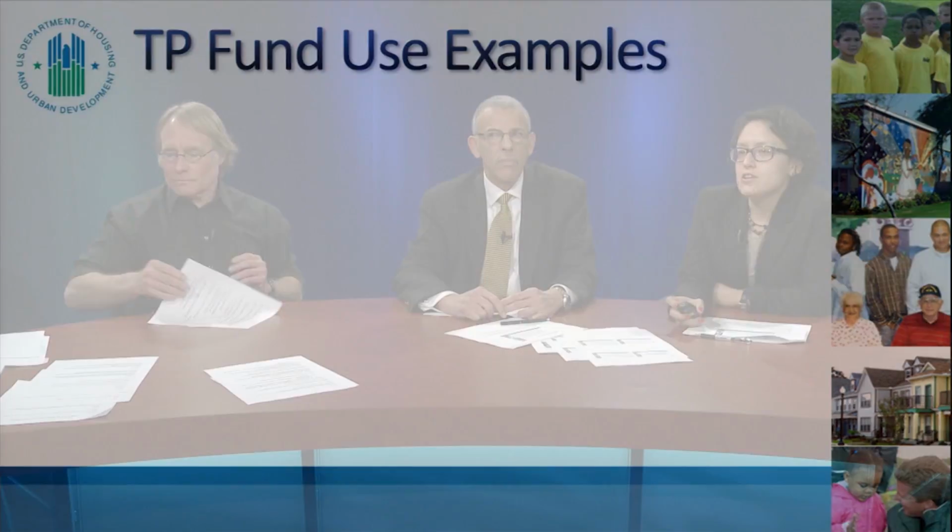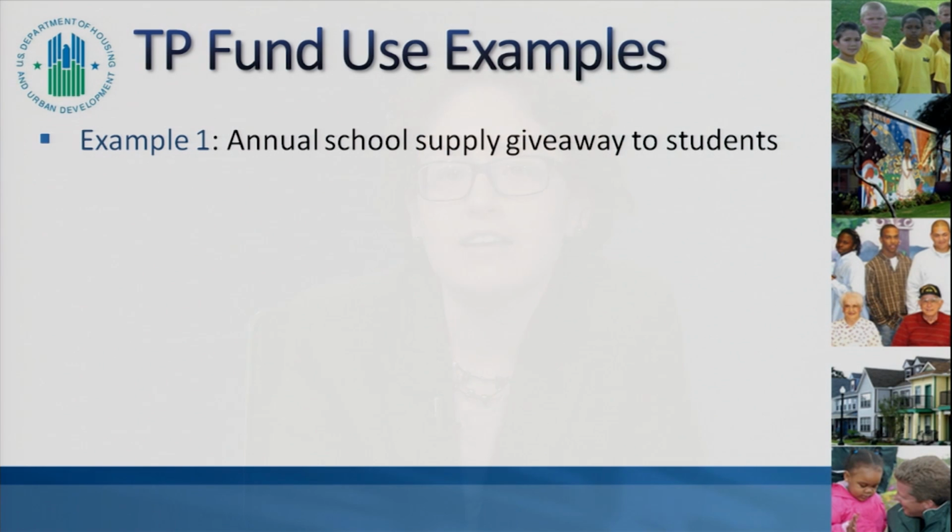Thanks, Ed. So now we're going to talk about some examples to hopefully make these criteria a little bit clearer. So our first example is about an annual school supply giveaway to students. Ron, what do you think about this example?